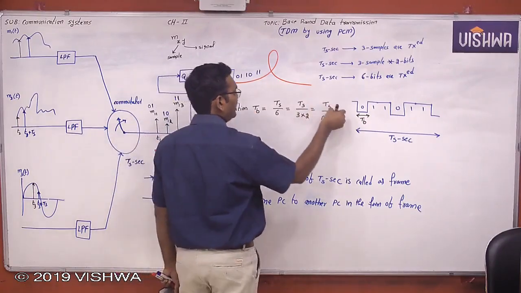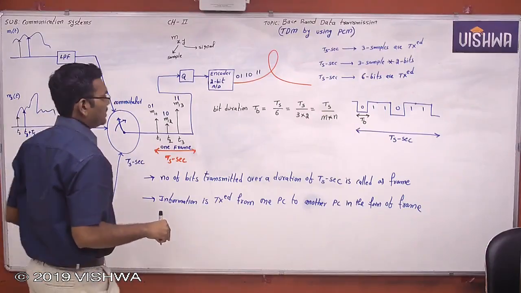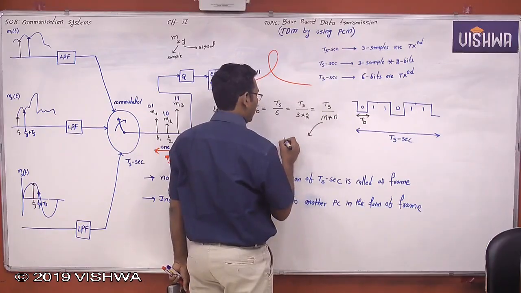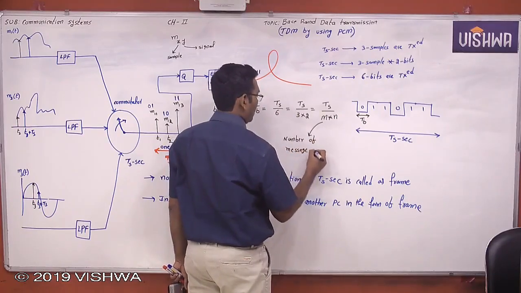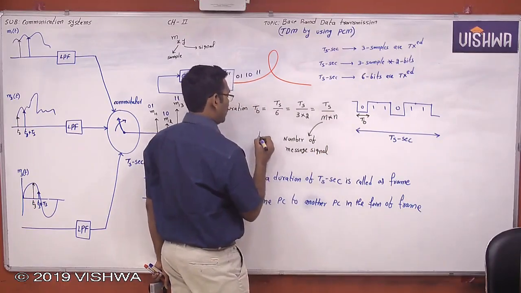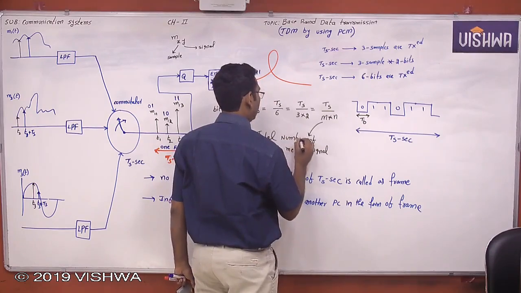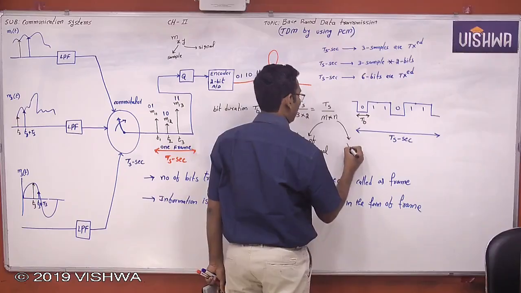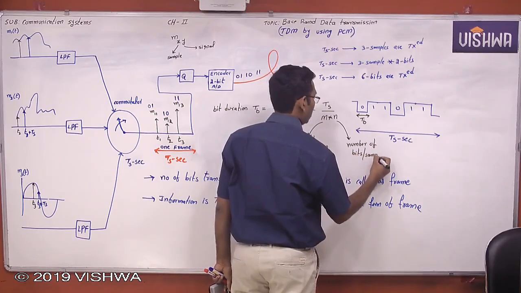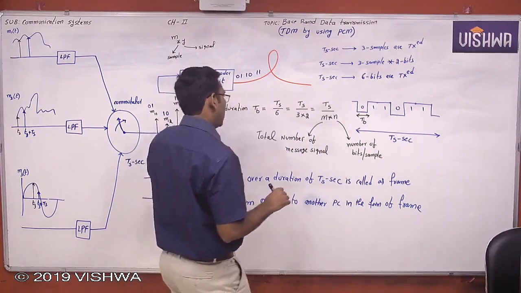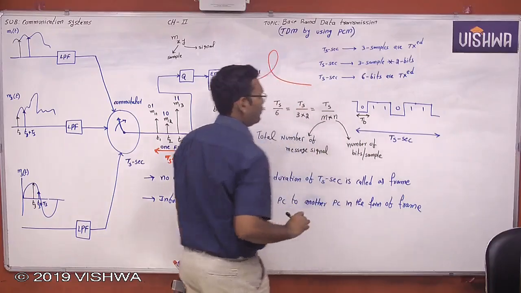Previously you could get only Ts by n, because in PCM there is only one voice signal, but here there are 3 message signals. Therefore, this capital M is nothing but the number of message signals to be multiplexed, the total number of message signals. Now this small n is nothing but the number of bits per sample.